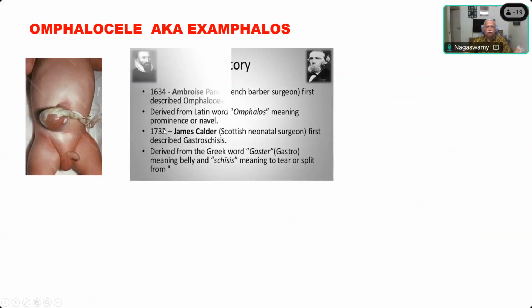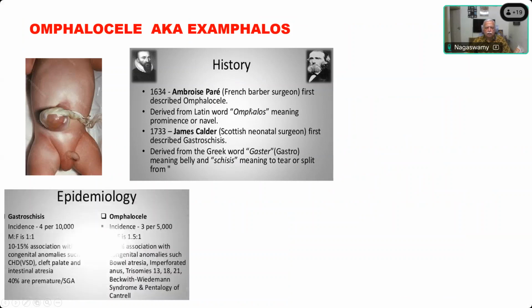So this is about the history. The person who described this was a French barber surgeon, Ambroise Paré. And the other condition, gastroschisis, was described by Wiseman. Mostly both these conditions are compared with each other.